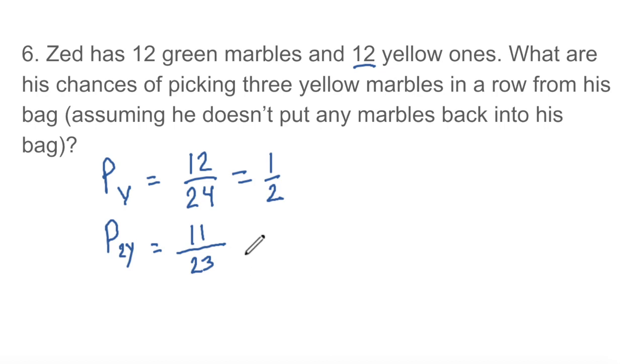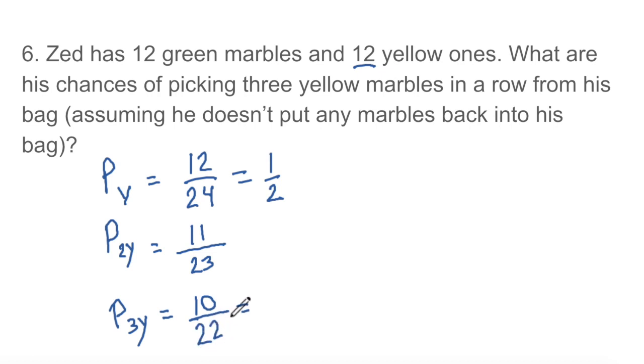And gee, can we reduce that? No. So on his second pick, 11 out of 23. And on his third pick, his probability of getting a yellow one is, how many yellow ones are left now? Well, there's only 10 because he's taken 2 yellow ones out. And total marbles in the bag, there should be 22 left.